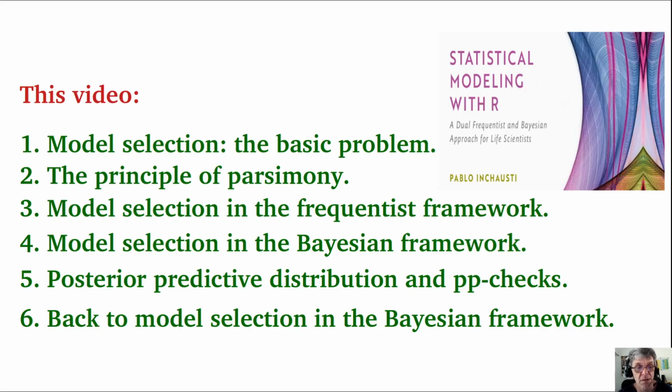In order to complete the current ideas of model selection in the Bayesian framework, I need to talk about the posterior predictive distribution and the PP checks that we are going to use in coming videos. That is the basis of the current views of model selection in the Bayesian framework. That is the final point in this video.